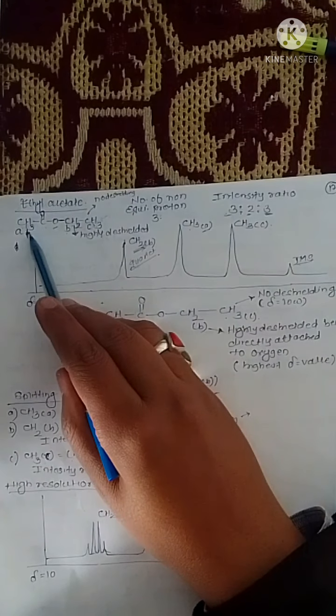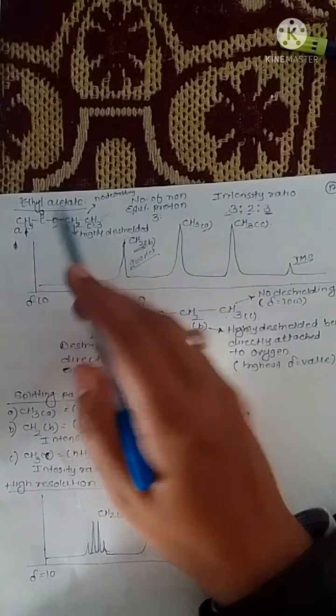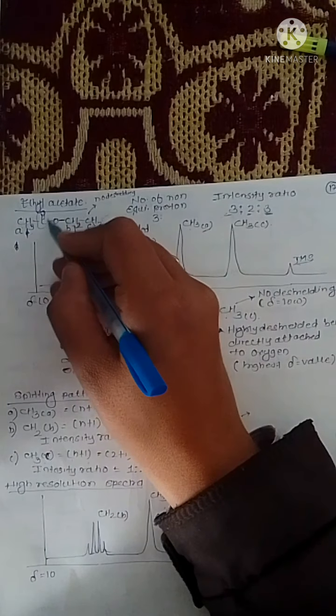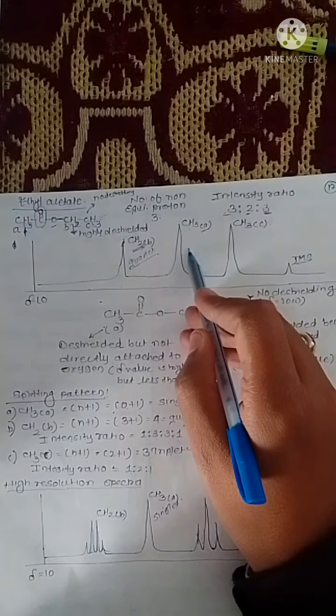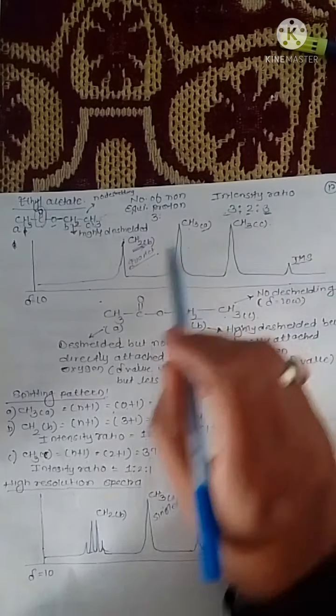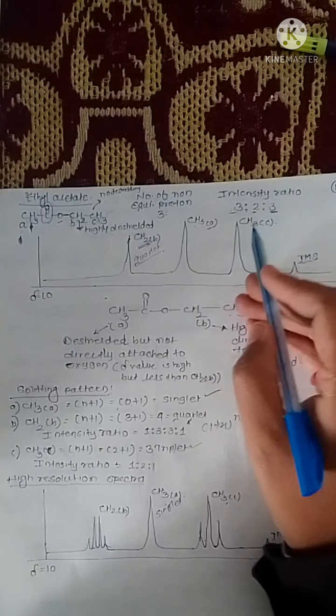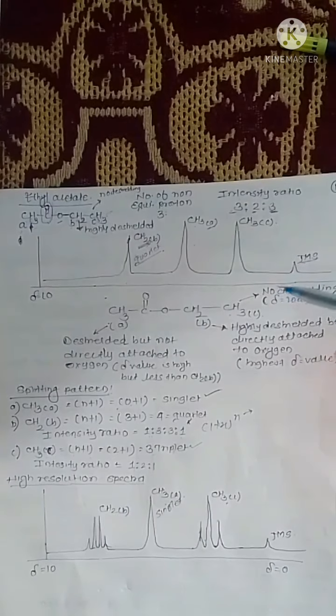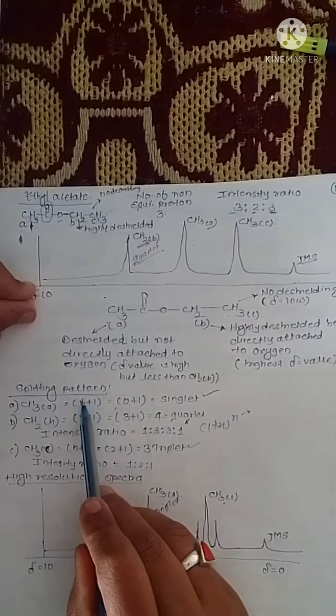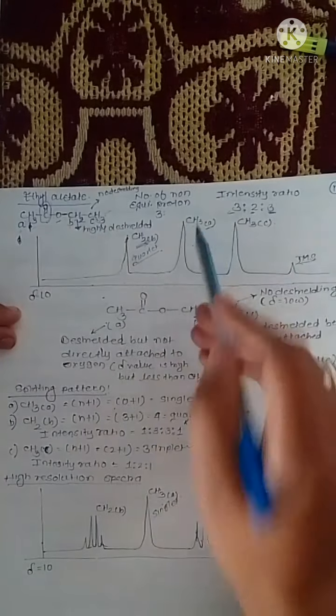This methyl group is also deshielded because it is directly attached to your carbonyl group. That's why the second peak is for this methyl, and the last peak is for your CH3. Now we are going to calculate the splitting pattern for each signal.